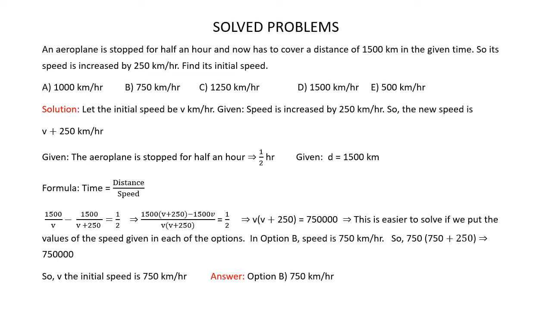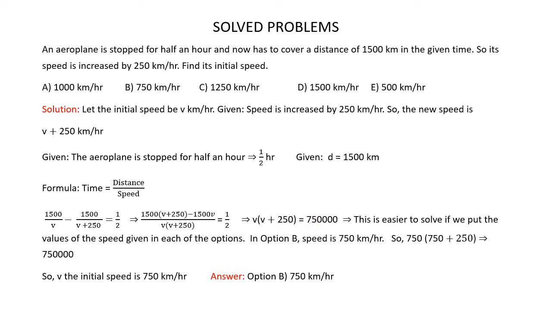Now we know that the difference in time is half an hour. So 1500 divided by V minus 1500 divided by V plus 250 is equal to 1 by 2. On simplifying this, we get V multiplied by V plus 250 is equal to 7,50,000.